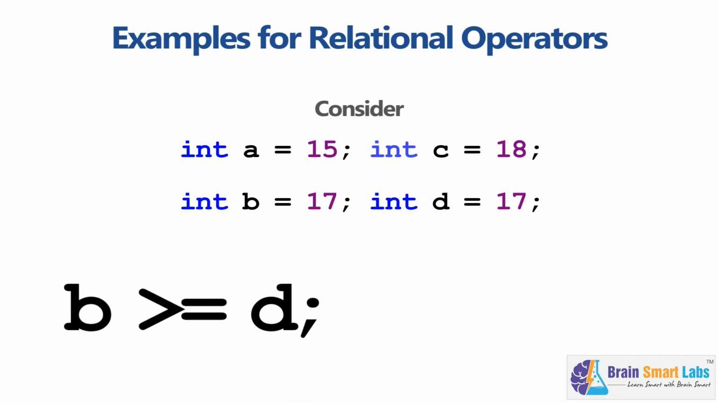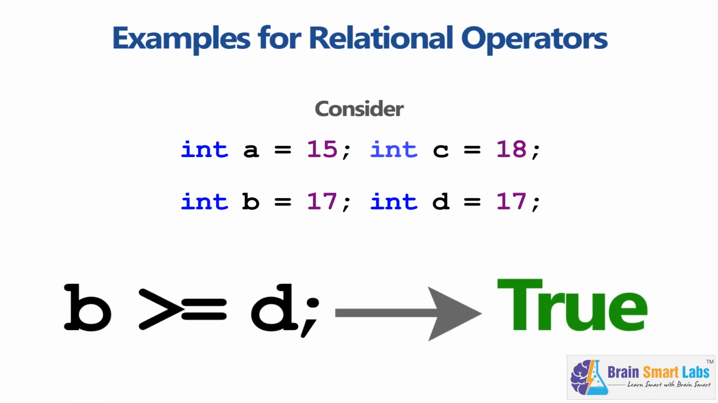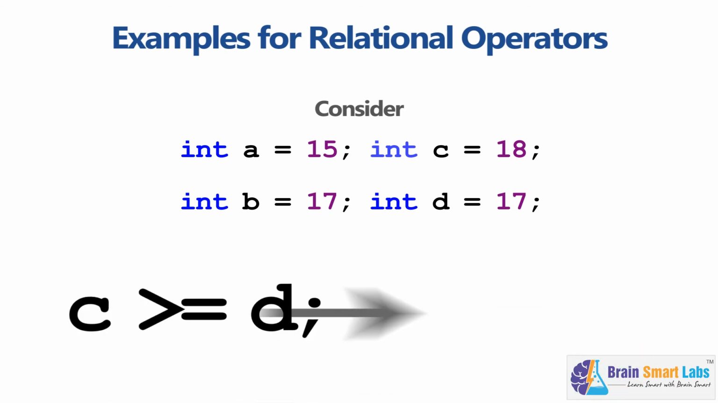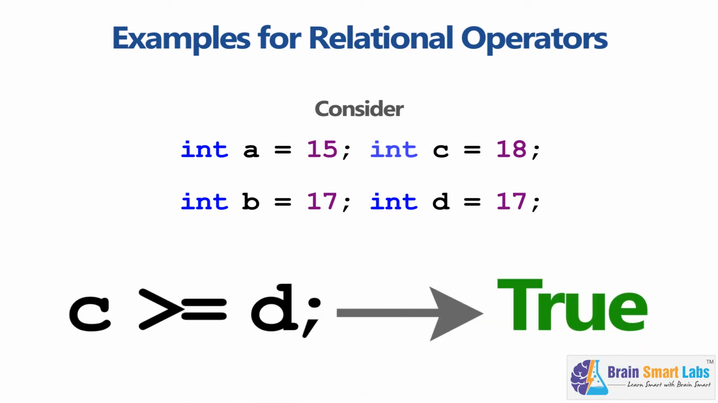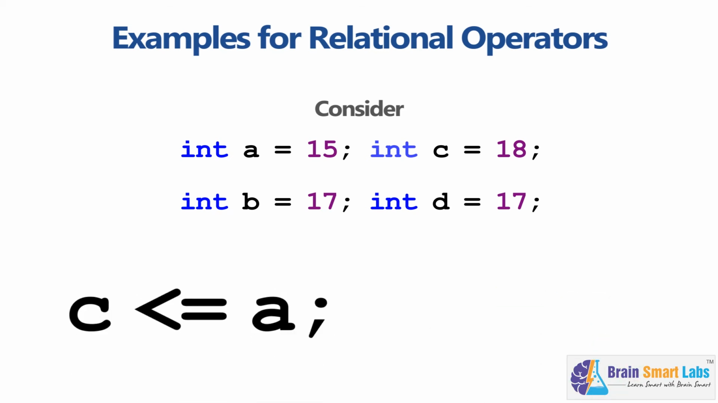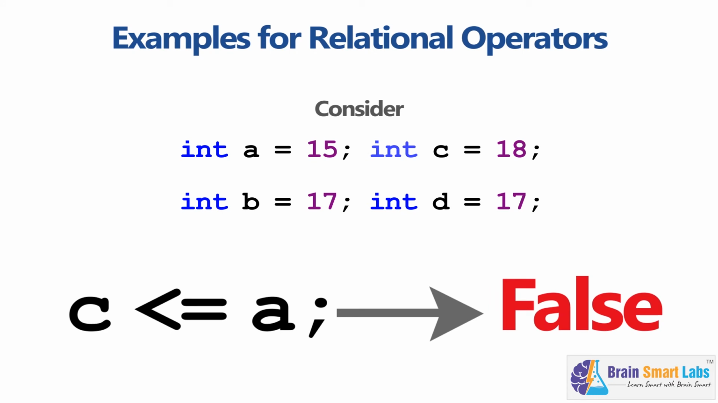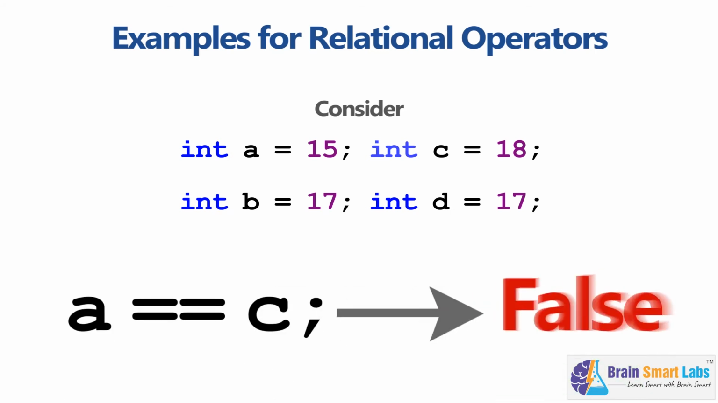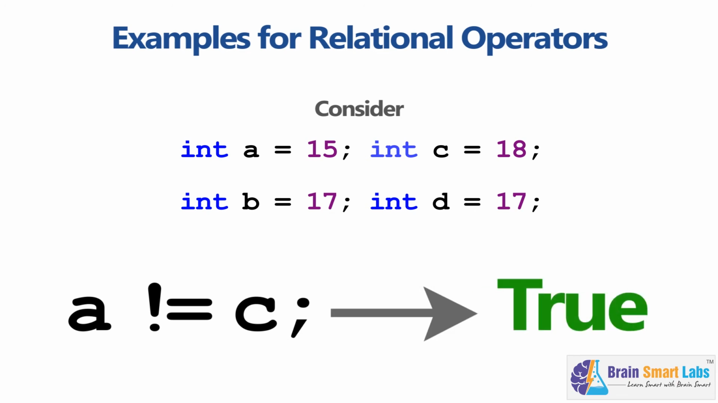The operation b >= d will result in true, and so does the operation c <= d will also result in true. The operation c <= a will result in false, and the operation b == d will result in true. The operation a == c will result in false, but the operation a != c will now result in true.